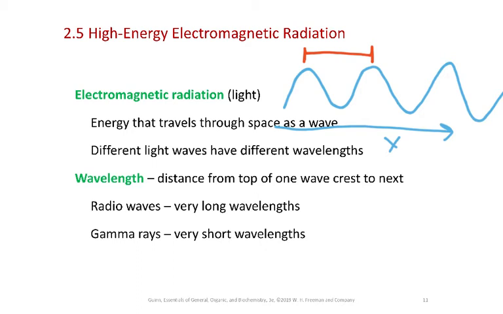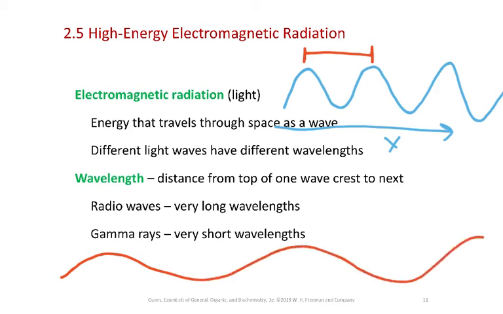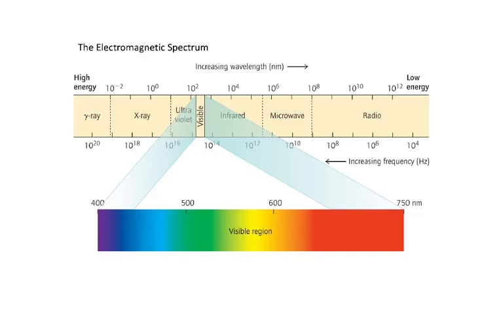And the wavelength describes what we would call the type of radiation. So radio waves, for example, would be very long wavelengths, and gamma rays would be very short wavelengths. Okay, that's the idea. So electromagnetic radiation is light, and there's a whole spectrum of different wavelengths, the visible region that we see with our eyes being but a sliver of the entire range.